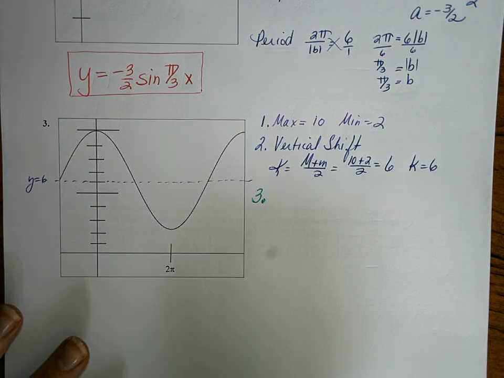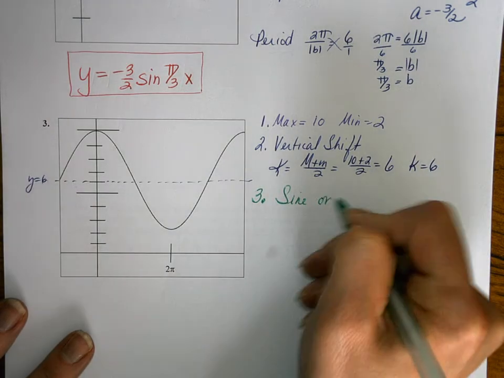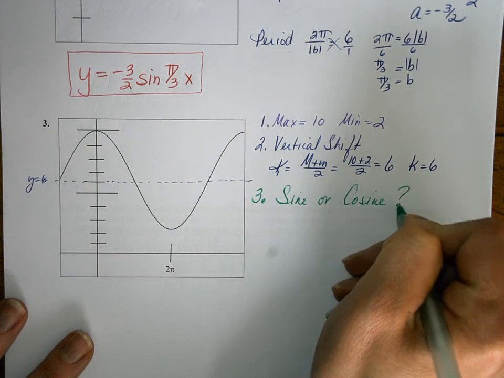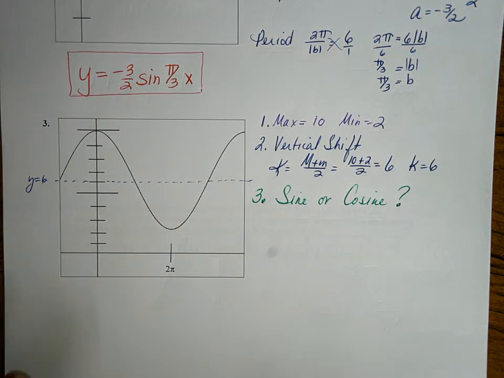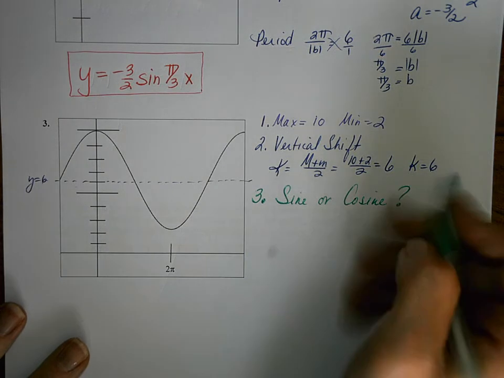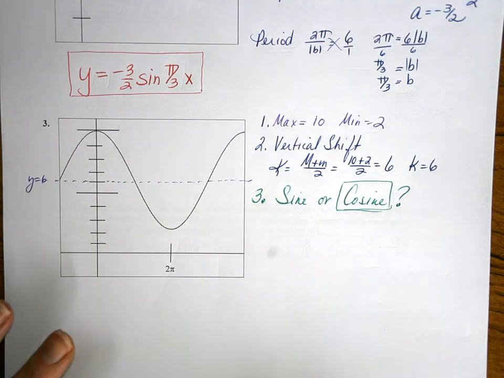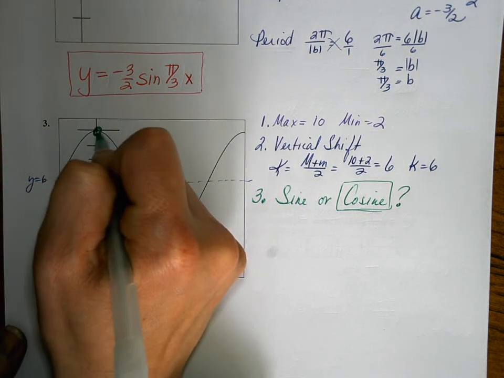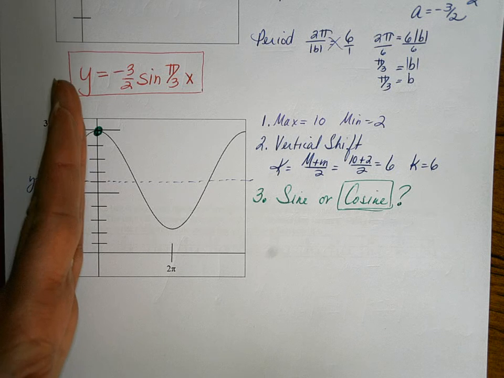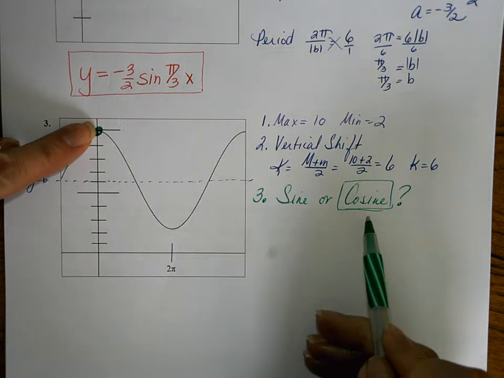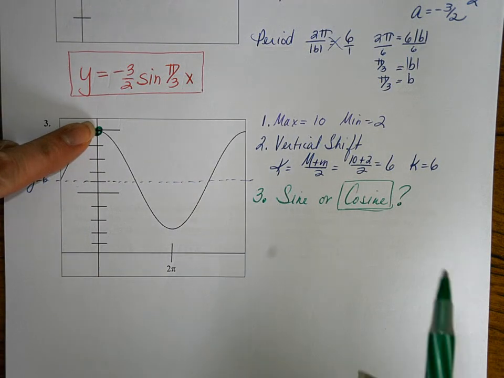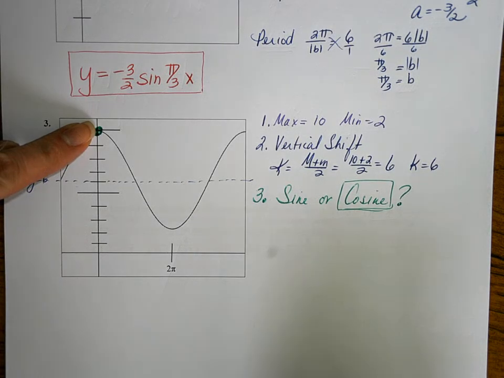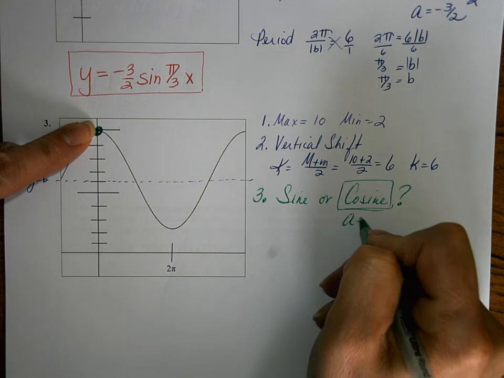Is it going to be a sine or a cosine graph? What is the most efficient way to write this? Cosine graph, absolutely, because my graph starts at which value? It starts at my maximum value. The y-intercept is at the maximum value, which means it's smarter to write it as a cosine graph. What kind of a value am I going to have? Positive, so my a value is going to be positive.